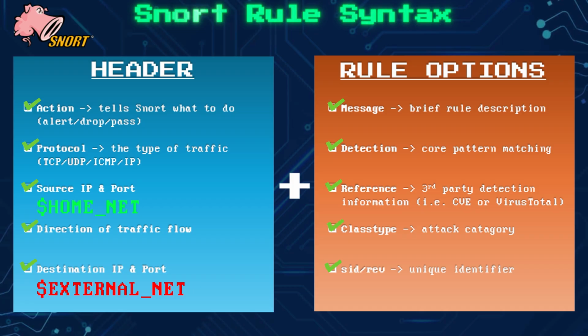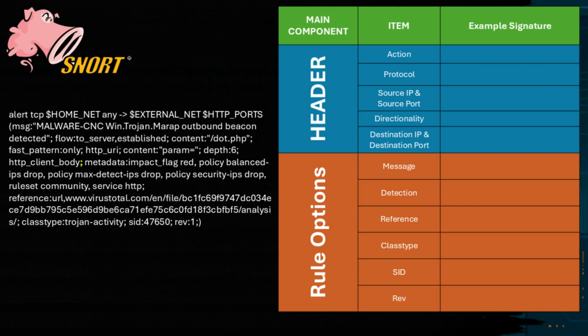Now that we've covered some of the Snort rule syntax, let's walk through a sample rule for beaconing activity and break it down together. Alright, so on the left, we've got a Snort rule designed to detect outbound beaconing activity, specifically tied to the MARUP Trojan. And on the right, we've got our trusty table acting as a decoder ring for Snort's rule syntax. Let's break it down and fill in the table as we go.